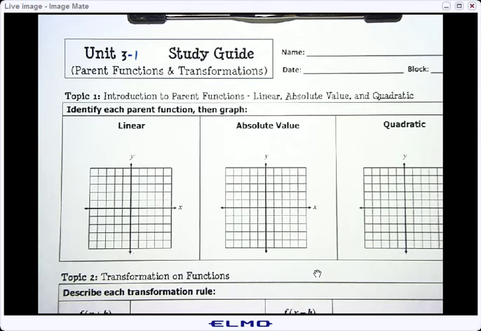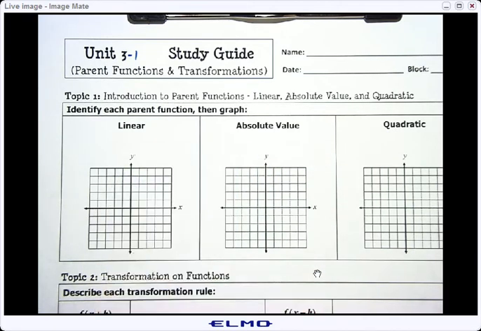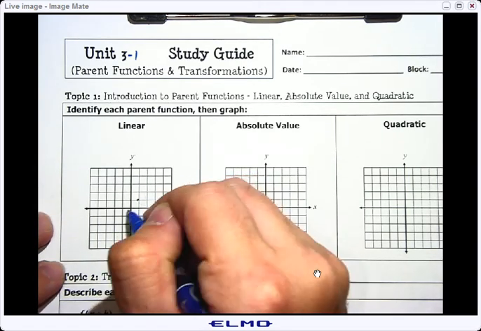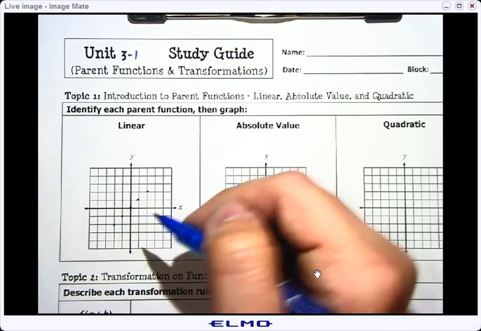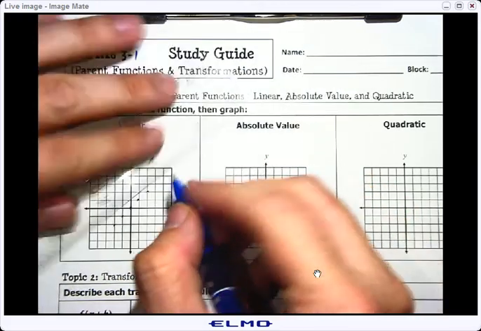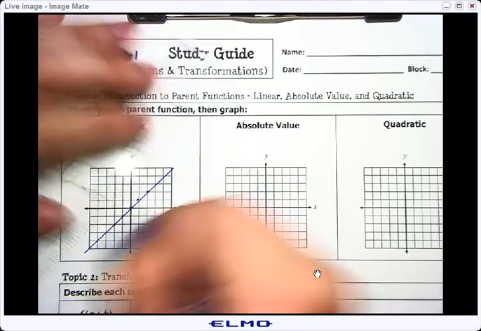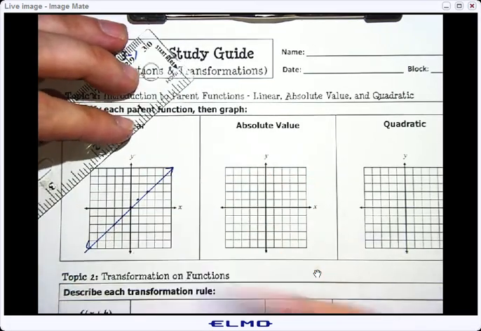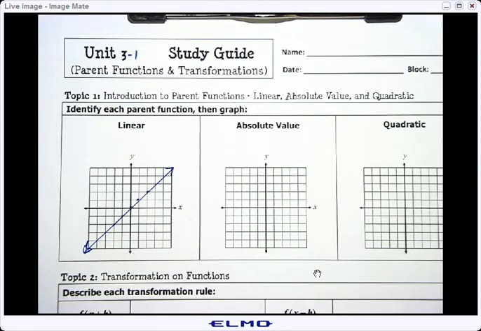Start off, all they're wanting us to do is to take and graph these parent functions. So for a linear function, you're just going to have a straight line going through the origin. That's going to have a slope of 1. So basically looks something like that. There's your linear.